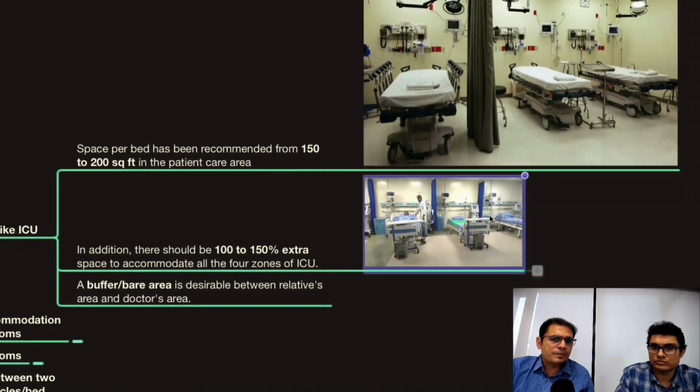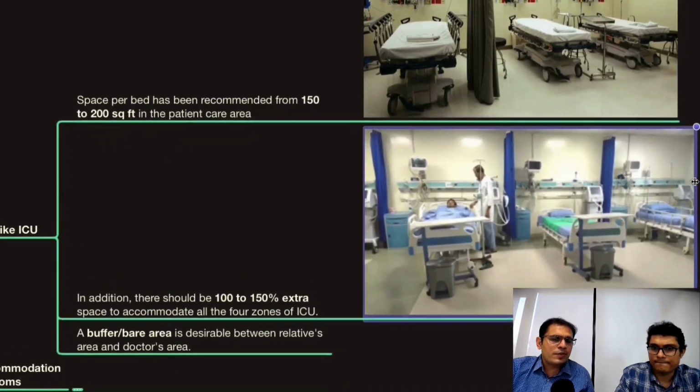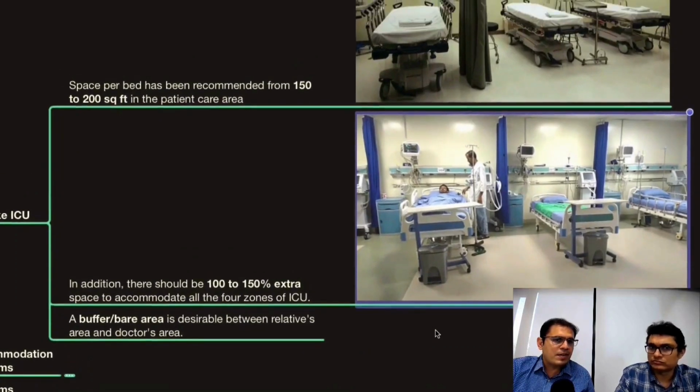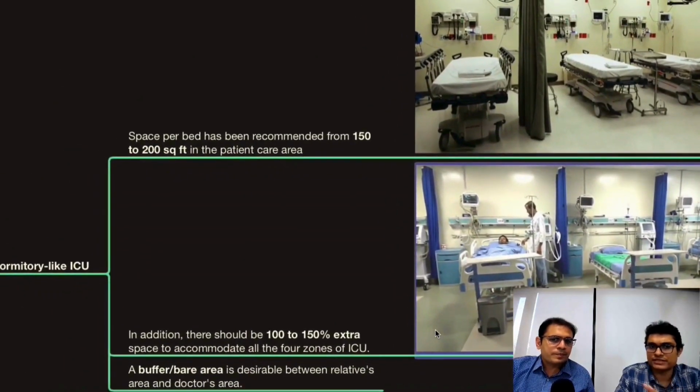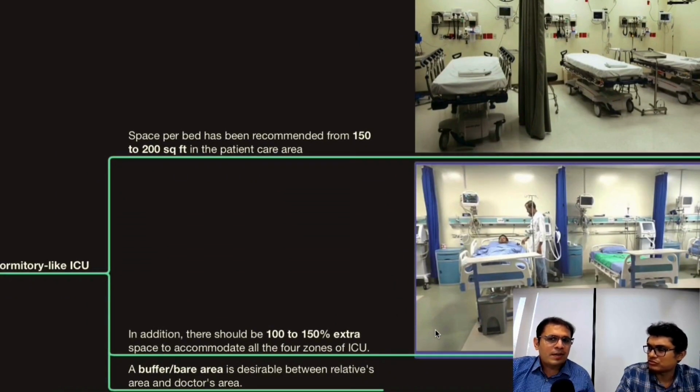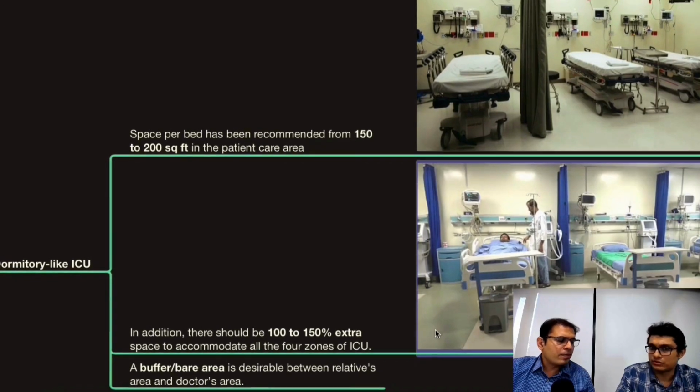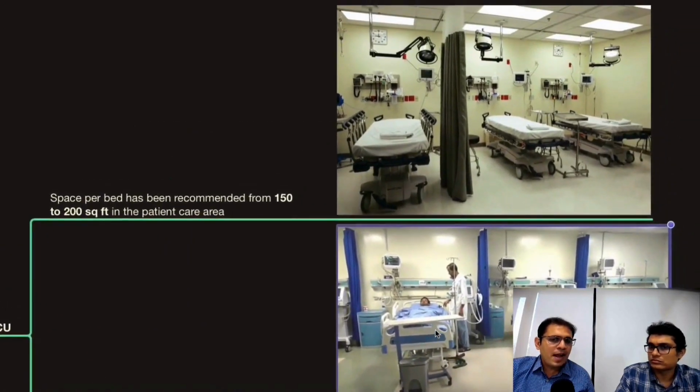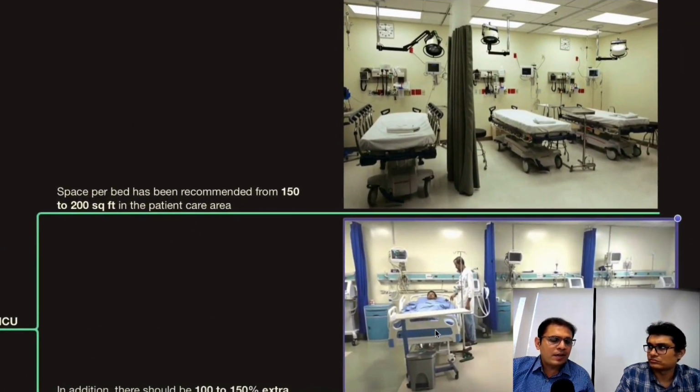Around 150 to 200 square feet is needed in the patient care area, and around 100 to 150 is desired for the patient relative area and doctor's area. This is the basic, cheaper format of ICU. Most commonly, the highly intensive ICUs are dormitory-like, because many procedures are happening, critical patients are continuously coming in and out, and really sick patients should be managed in a dormitory-like ICU only.